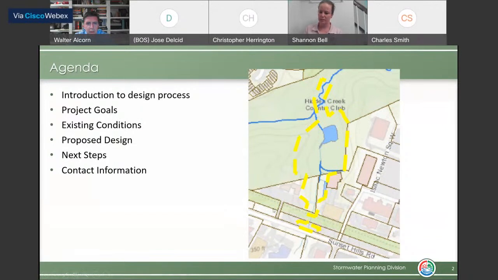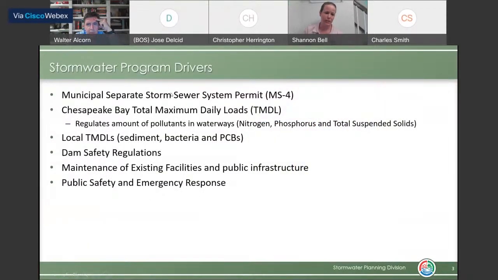So here's an overview of where our project is located. Sunset Hills is right here. The Hidden Creek Country Club is right here, and then we have the VDOT Park and Ride and the W&OD Trail, and the yellow outline is where our project is going to be. So like I said, I wanted to start off explaining why we do these projects and who we are. My name is Shannon. I'm with the Stormwater Planning Division in Fairfax County. So we do a lot of projects throughout the county.